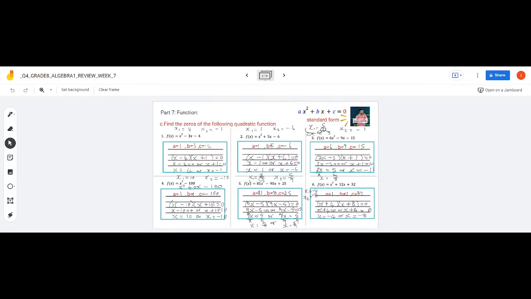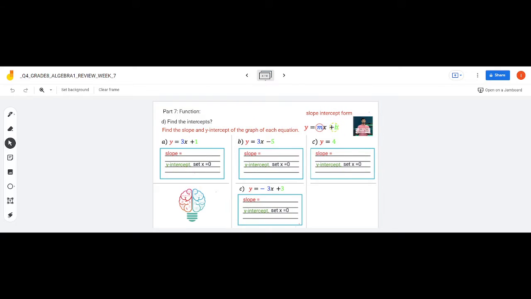Now for the next part, which is find the intercepts. So if the question is find the slope and y-intercept of the graph of each equation. Now for graphs, and that's very specific to linear graphs or line graphs, just remember that your form is y is equal to mx plus b, where m is the slope of the line and the b, that's the y-intercept.